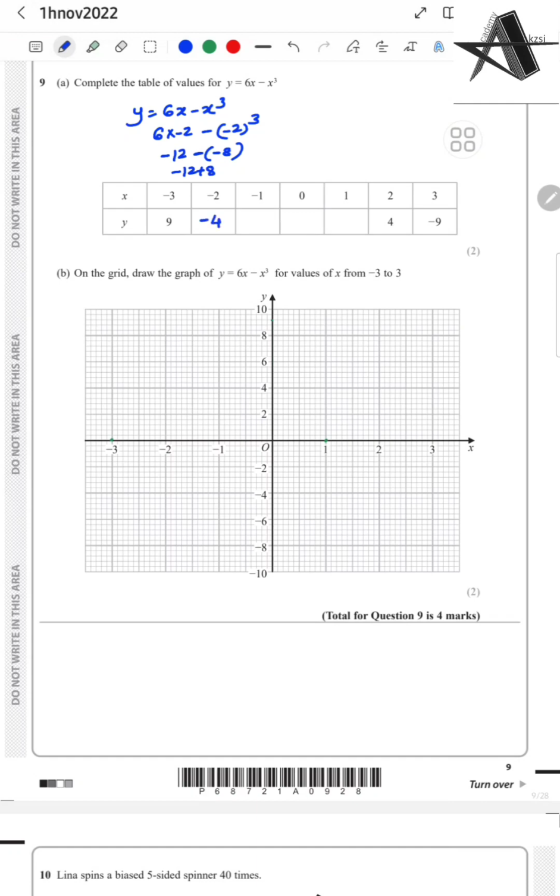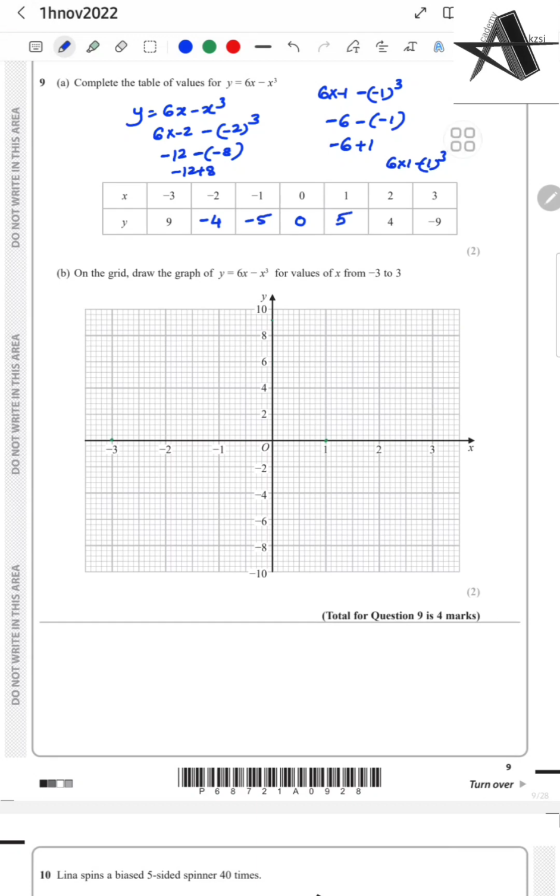Put minus 4 here. Now substitute minus 1. So 6 into -1 minus (-1) whole cubed. So minus 6 minus minus 1, so minus 6 plus 1, which is minus 5. Put 0. 0 minus 0 is just 0. And 1: 6 into 1 minus 1 whole cubed. 6 minus 1 is 5. We have completed our table.